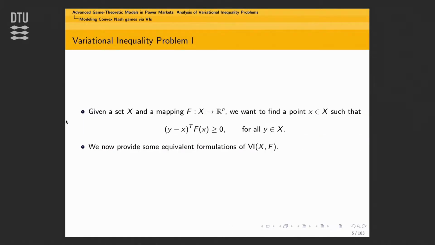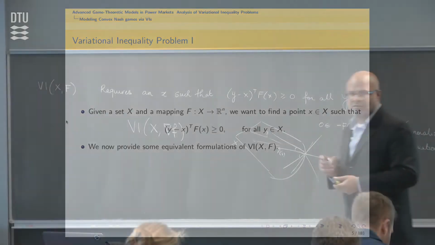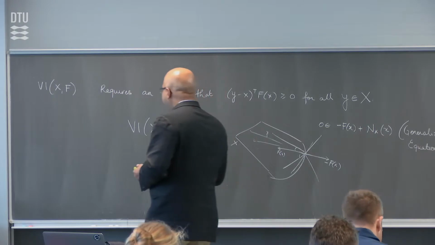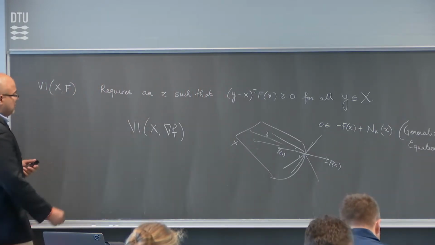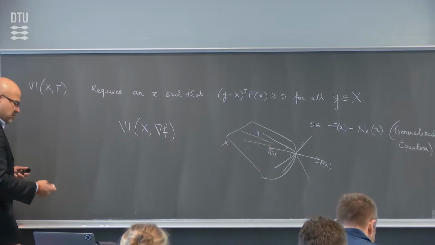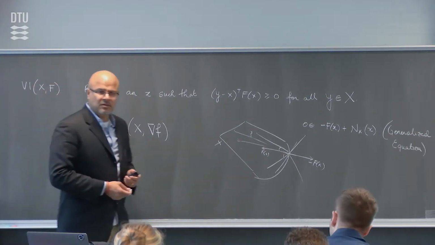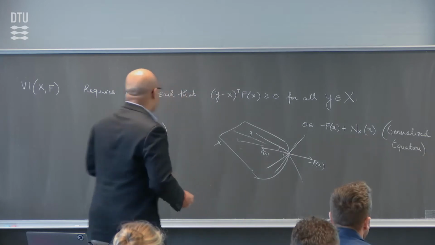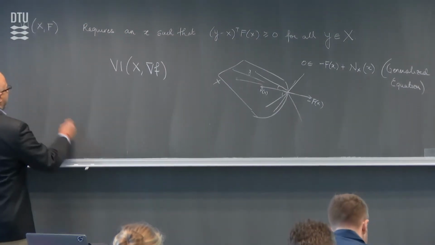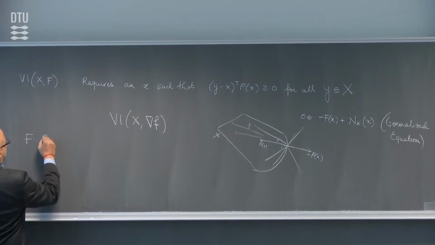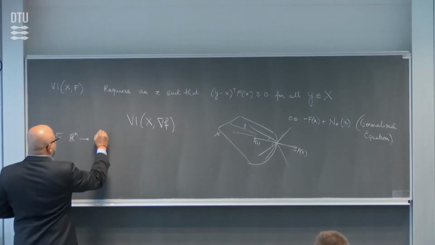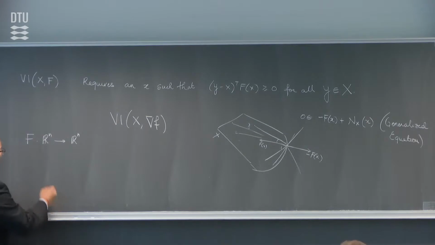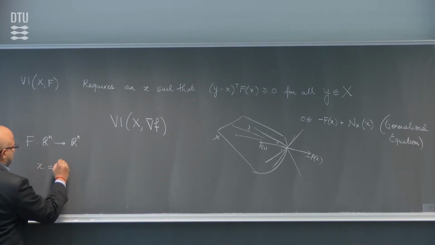Okay. So now I'm going to provide you with some equivalent formulations of VI(X, F). I want to make sure you understand why I want to provide you with equivalent formulations. The key reason is that when I try to provide you with an existence statement, the way we're going to develop it is using what we call fixed point theory. So a fixed point of a map, if I gave you a map that goes from R^n to R^n, is an x such that x is equal to f of x.